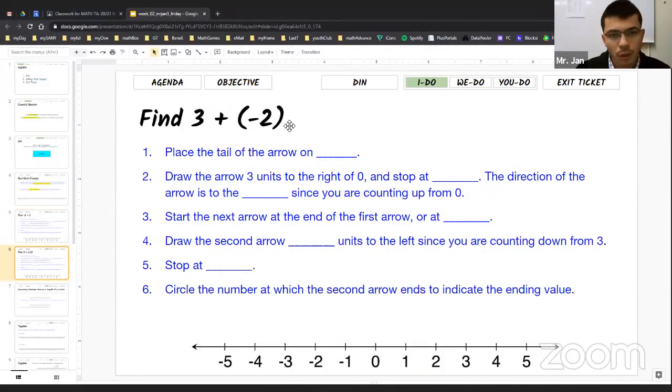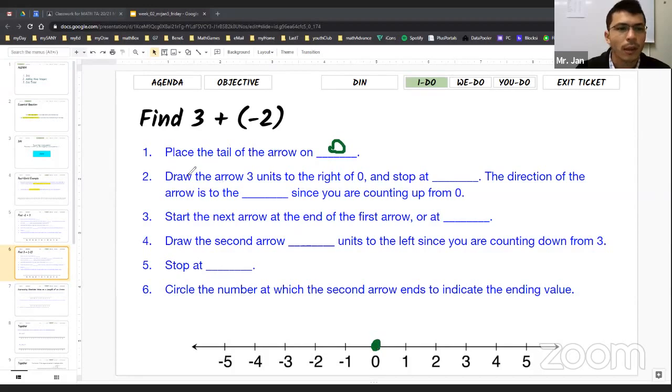So 3 plus -2, okay? Place the tail of the arrow on 0. You always start at 0. Now draw 3 units to the right, because my first number is 3 and it's +3, which means I need to go 3 units to the right and stop at 3. The direction of the arrow is right because I'm counting up, which means counting to the right side.